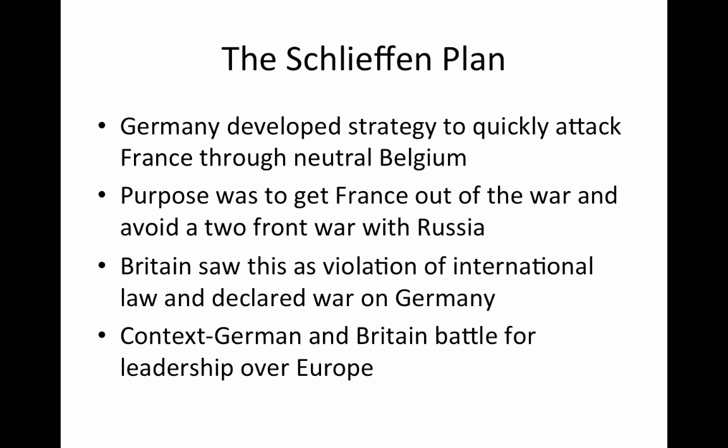The context was the German and British battle for leadership over Europe. Britain definitely did declare that this was a violation of international law, but when you really think about it, the real British concern here was the growing power of Germany in Central Europe. Germany operated under a strict monarchy that did have a parliament, but the parliament was more of a rubber stamp for the monarchy. This was very different from the British system of free markets and democracy. So Britain wanted to make sure that Germany would not rise in power in Central Europe, and this basically gave them an excuse or a subtext for them to declare war against Germany.